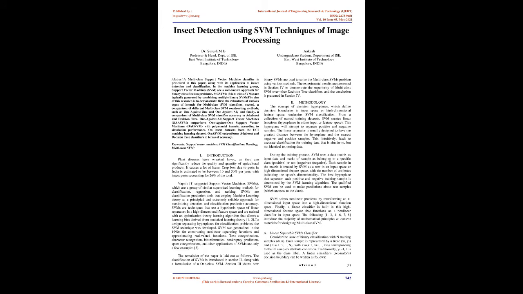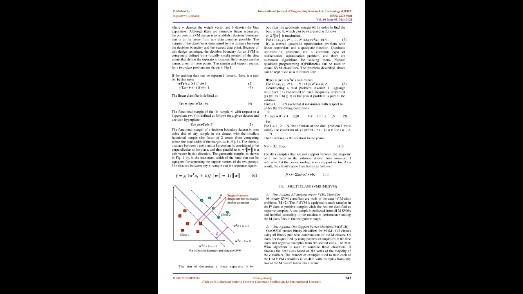Vapnik suggested support vector machines, SVMs, which are a group of similar supervised learning methods for classification, regression, and ranking. SVMs are classification prediction tools that employ machine learning theory as a principled and extremely reliable approach for maximizing detection and classification predictive accuracy. SVMs are techniques that use a hypothesis space of linear separators in a high-dimensional feature space and are trained with an optimization theory learning algorithm that allows a learning bias derived from statistical learning theory.